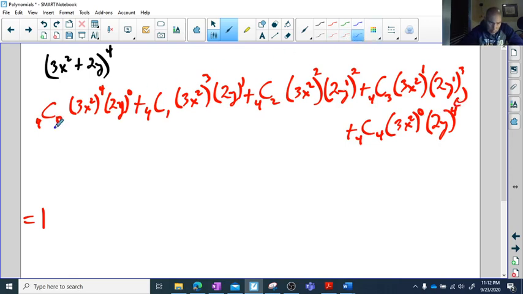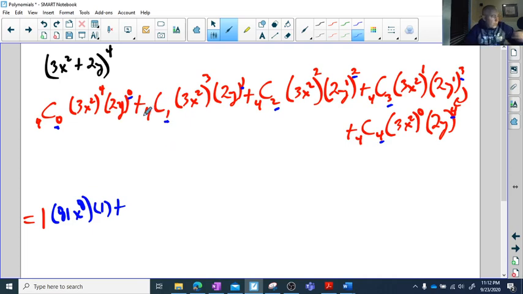Do you notice that this number always matches up with this number? If that's a 1, that's a 1. If that's a 2, that's a 2. If that's a 3, that's a 3. That's a 4, that's a 4. Now, that'll be important in a moment when we do a specific term here. So I've got a 1. This is now 3 to the 4th, which is 81. X squared to the 4th, that's x to the 8th. And anything to the 0 is a 1. So that one's just a 1.